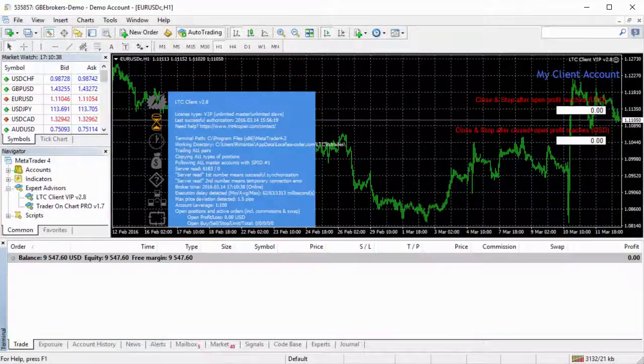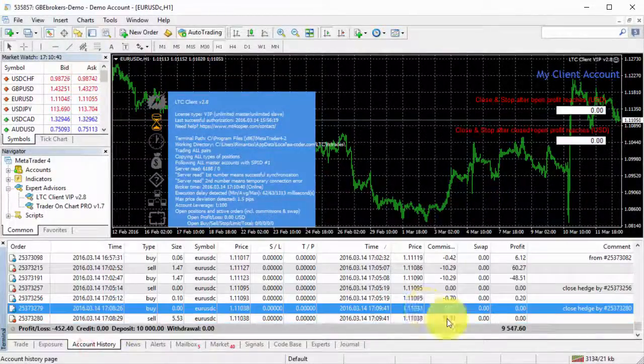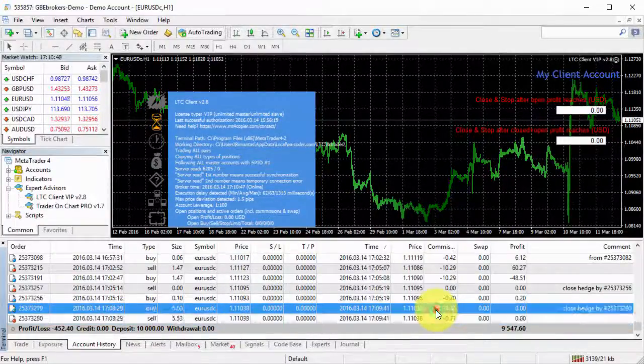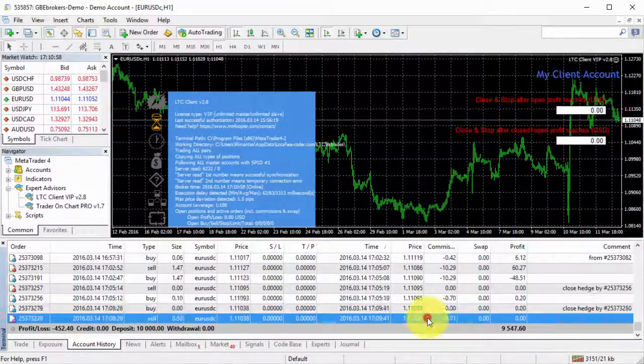And if I go to the client account, I can see the same, that I was charged only $38 on one trade. The other trade was charged zero commissions. So this saves you commissions on one of the trades when you open like that.